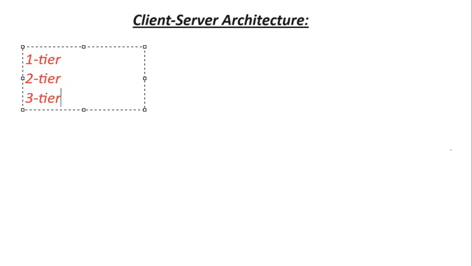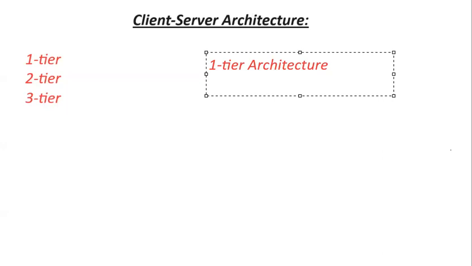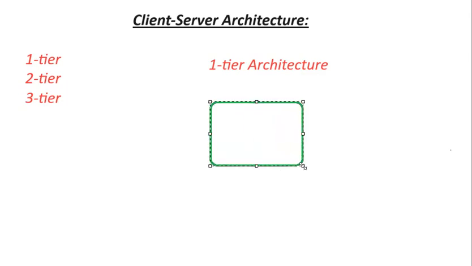Yeah, we will see what is the one tier architecture, the two tier architecture, and the three tier architecture as well. Let us see what one tier architecture is. In this one tier architecture, how many layers are there, sir? Only one layer. So that's why it is called a single tier architecture.